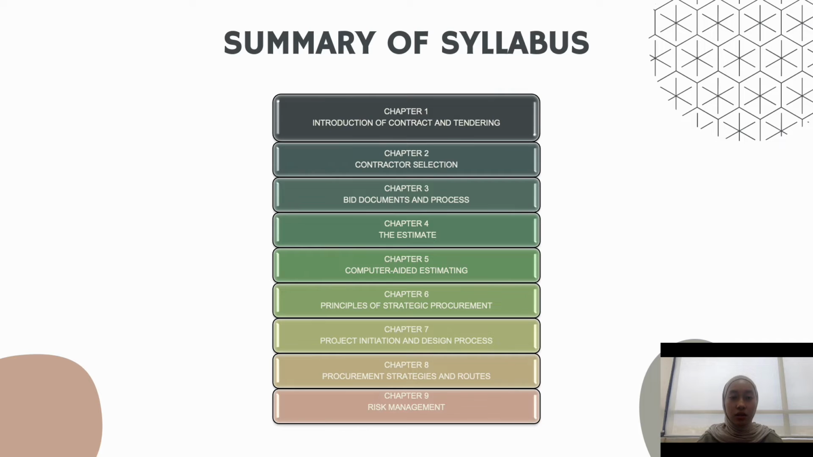Okay, this is the summary of syllabus. We have Chapter 1, Introduction of Contract and Tendering. Chapter 2, Contractor Selection. Chapter 3, Bid Documents and Process. Chapter 4, The Estimate. Chapter 5, Computer-Aided Estimating. Chapter 6, Principles of Strategic Procurement. Chapter 7, Project Initiation and Design Process. Chapter 8, Procurement Strategies and Route. And the last one is Chapter 9, Risk Management.